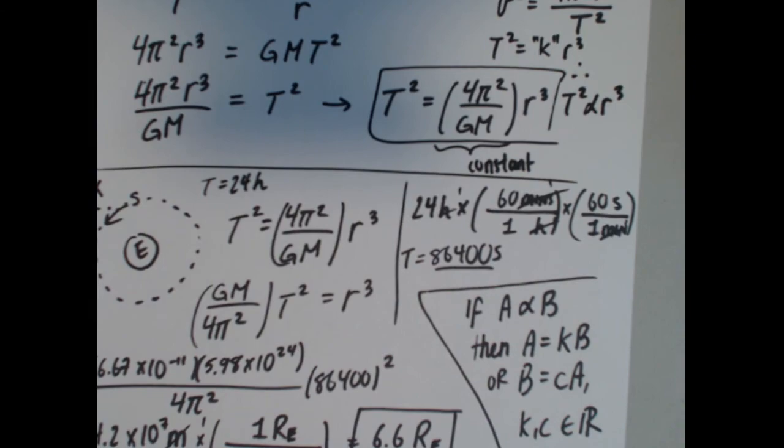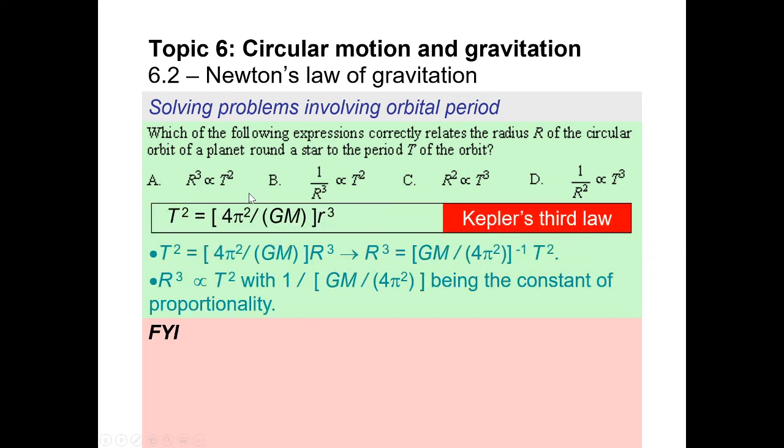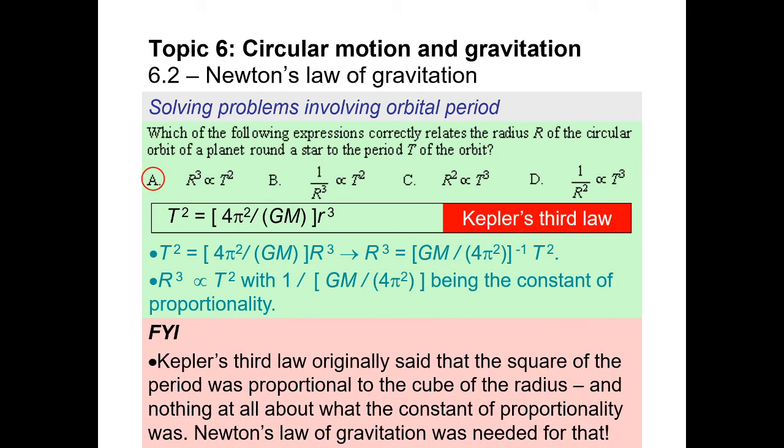So going back to the slides, T squared is proportional to r cubed. None of the other ones correctly match. So the answer therefore has to be A. And the explanation is here, although we just talked about it.